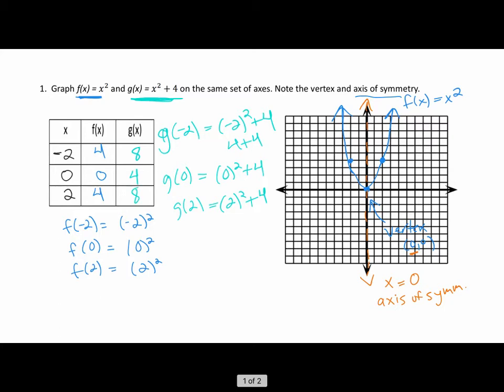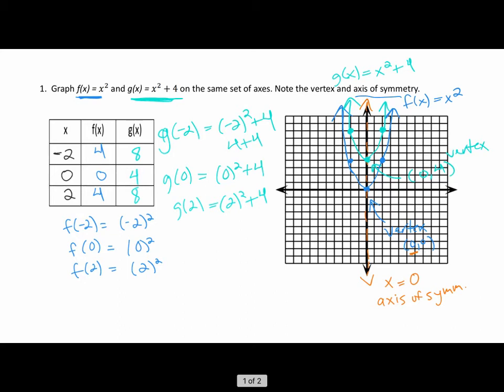And let's graph that on the same set of axes. And let's connect those points together to make the U shape. So that's g of x equals x squared plus 4. Now our vertex is moved up 4 units. So that's 0, 4 for the vertex.